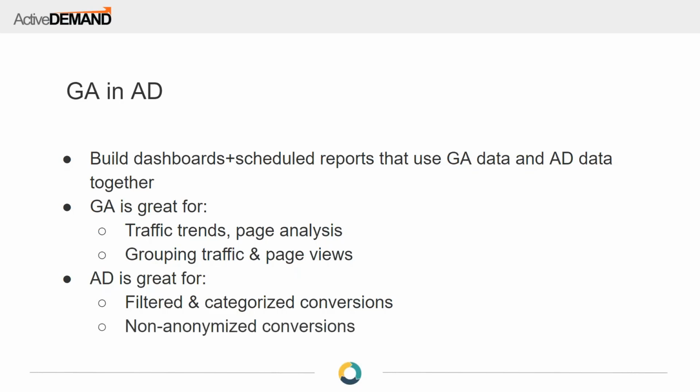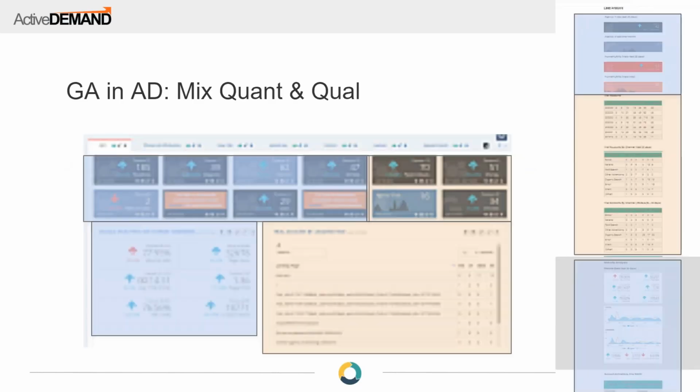And then the other thing that ActiveDEMAND is great for is de-anonymizing anonymous conversions. So what does that look like? It might look like something like this.